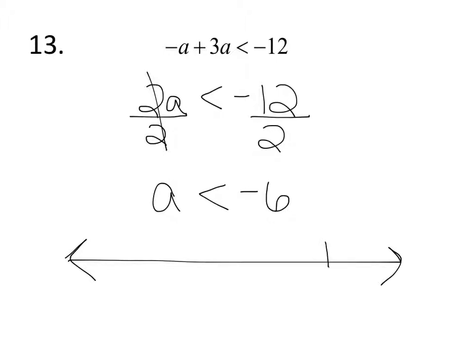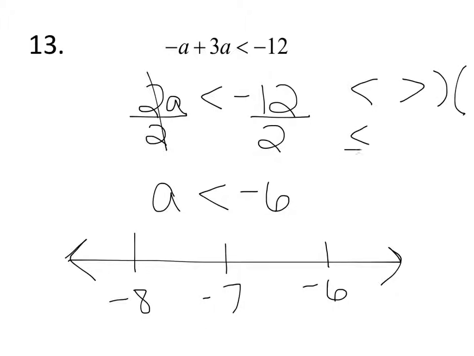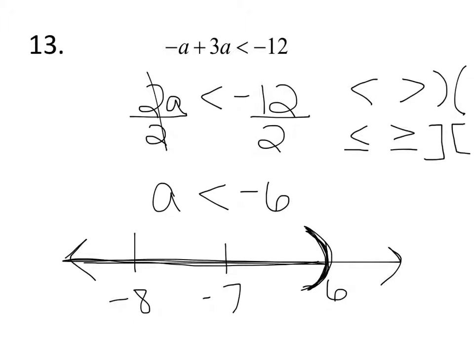So if I have negative 6, negative 7, and negative 8. Remember, a less than or greater than is a parenthesis, and a less than or equal to or greater than or equal to are brackets. So in this case, we're dealing with just a regular less than, so we're going to use a parenthesis. The parenthesis always opens in the direction that your arrow is going to go. And because we're talking about less than, we're going to shade this way.